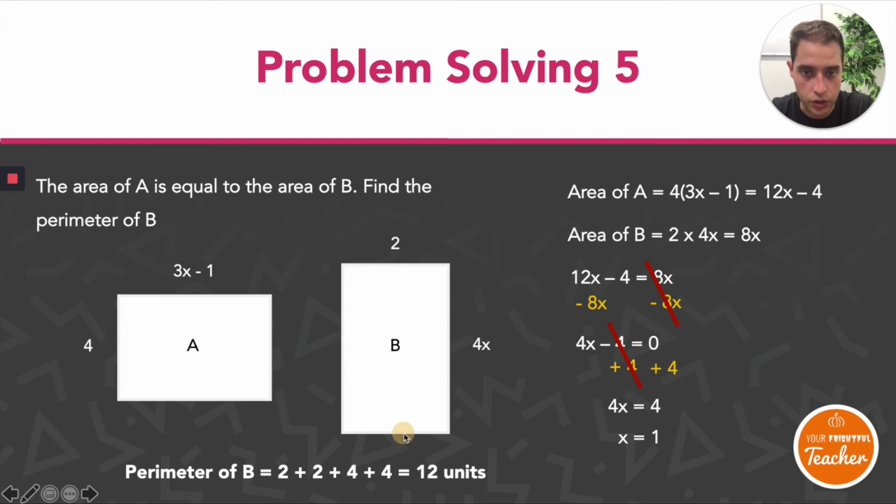So 2 plus 2, oh, let me go back. 2 plus 2, and then 4x, we know that the value is 4 there, so 4 plus 4. So 4 plus 4 is 8, plus 2, 10, plus 2, 12. 12 units. I've put down units because they haven't given me a measurement, sorry. So I'm still going to put units in though. So we've worked out the perimeter of B, we're going to move on.